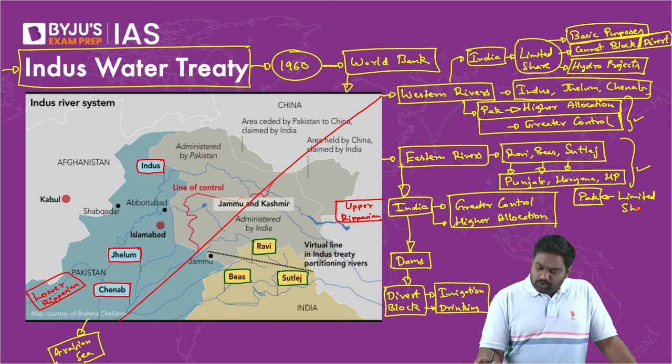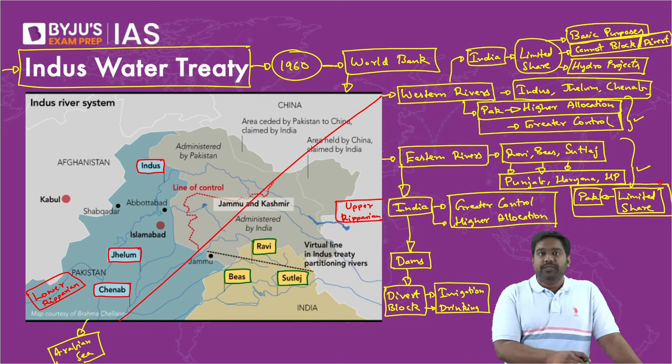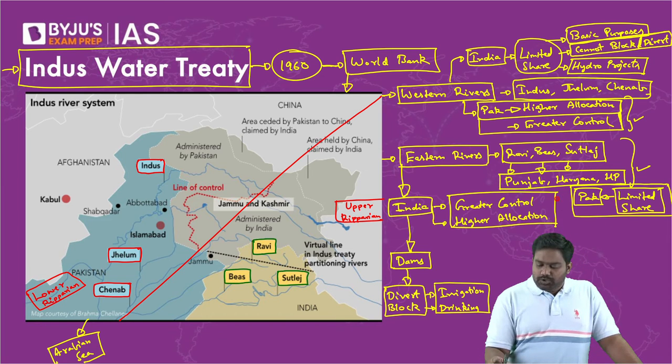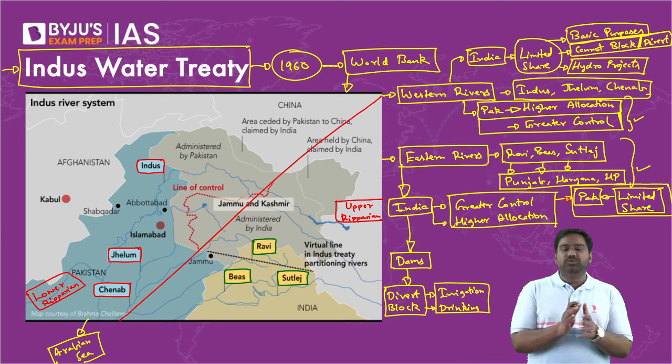We can't block the waters entirely as such because that will affect the ecology as well, right? We have to maintain ecological flow. And Pakistan also has some needs in the downstream. So a limited share is given to Pakistan where we allow the rest of the water to flow into Pakistan. So these are the basic terms of the Indus Water Treaty.